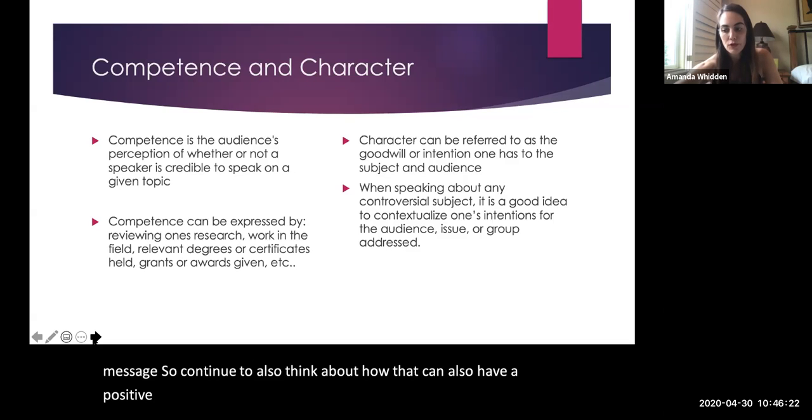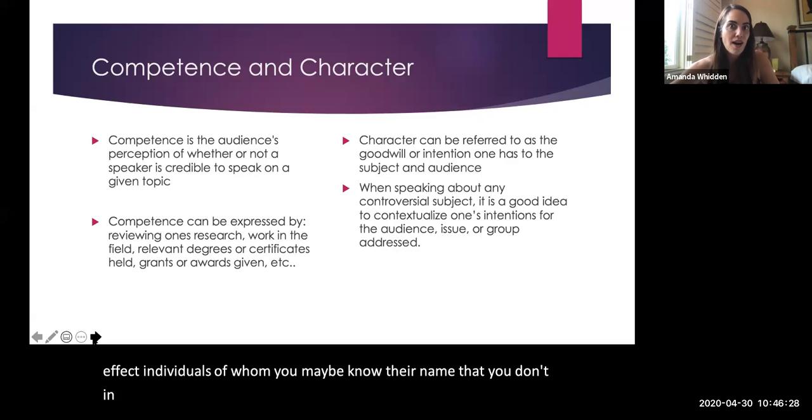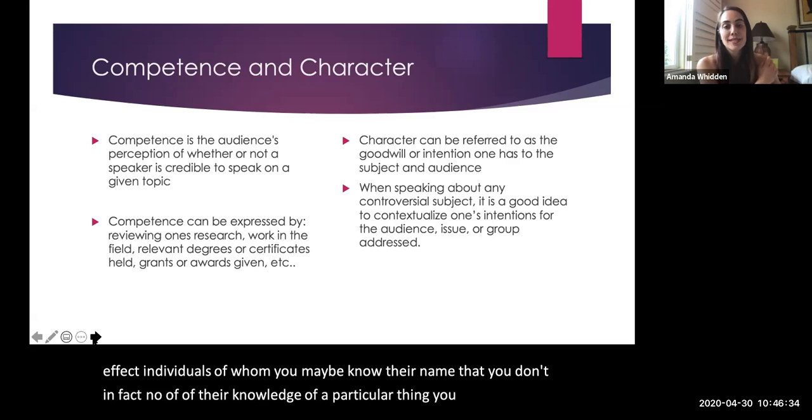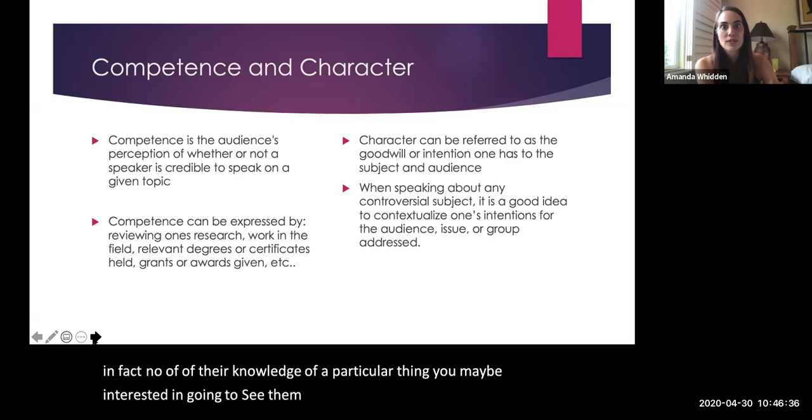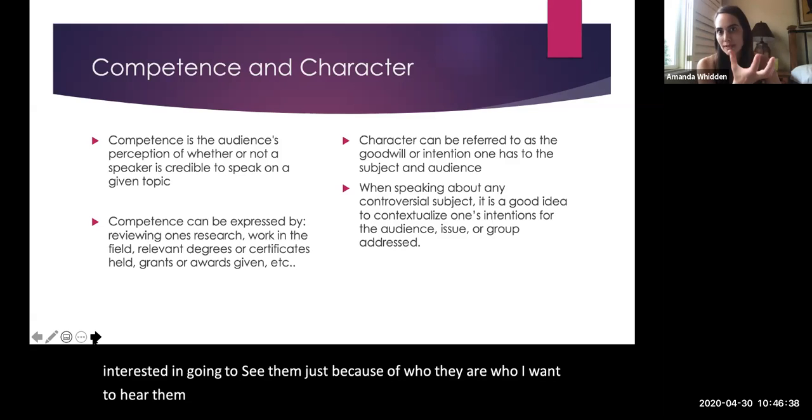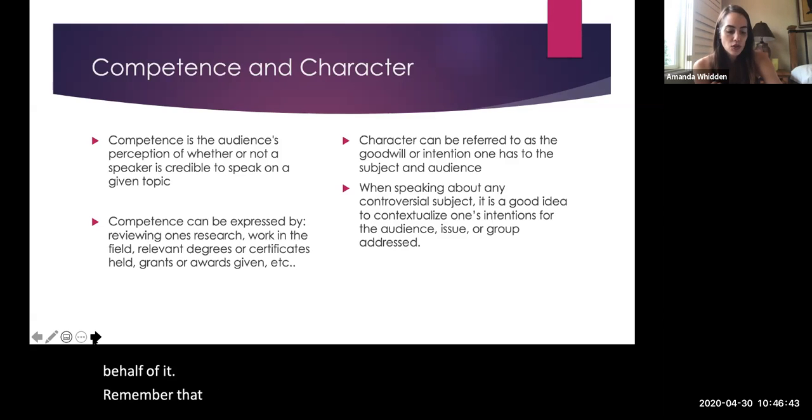Think of individuals of whom you maybe know their name, but you don't in fact know their knowledge of a particular thing. You may be interested in going to see them just because of who they are. Ooh, I want to go hear them talk. And then you end up getting a message on behalf of it. Remember that ethos is oftentimes also looked at in terms of persuasion, competence, and character.